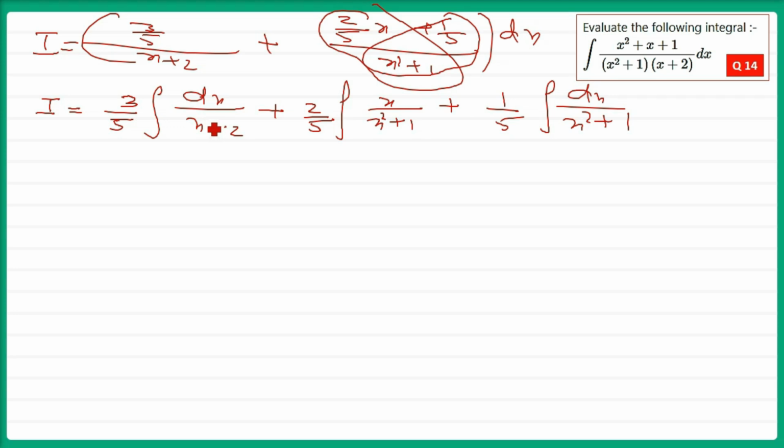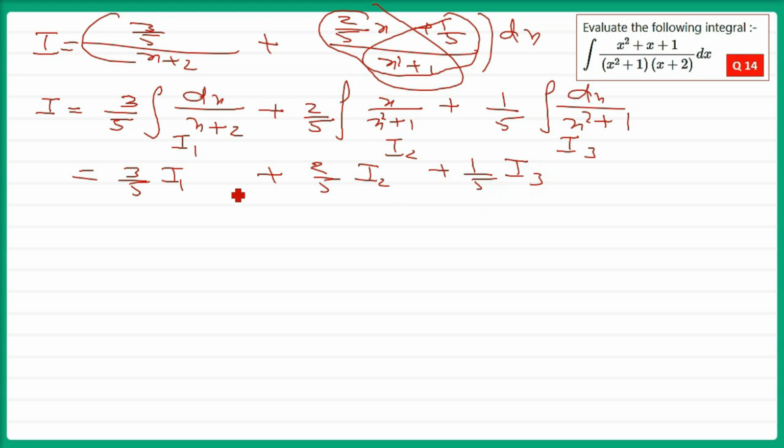Now x plus 2, it's quite obvious that it will be log base e modulus of x plus 2. Call it as I1, I2 and I3. So 3 by 5 I1 plus 2 by 5 I2 plus 1 by 5 I3. This is the whole scenario which is unfolding. So 3 by 5 into ln modulus of x plus 2, which is very straightforward. This is 2 by 5 and this will be 1 by 5. Let's find out I2 and I3 separately.